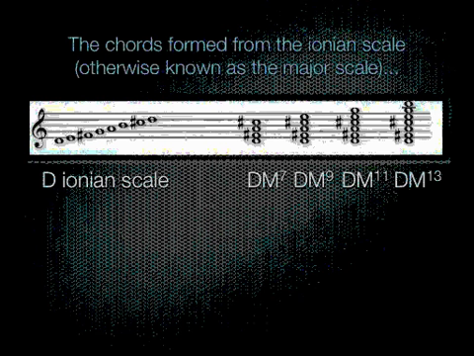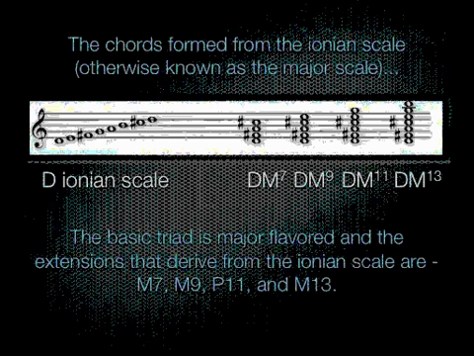All right, finally let's look at the Ionian scale. So in this case, the major scale would project these extensions: D major 7, D major 9, D major 11, D major 13. So these are the intervals that you would see: major 7th, major 9th, perfect 11th, and major 13th.